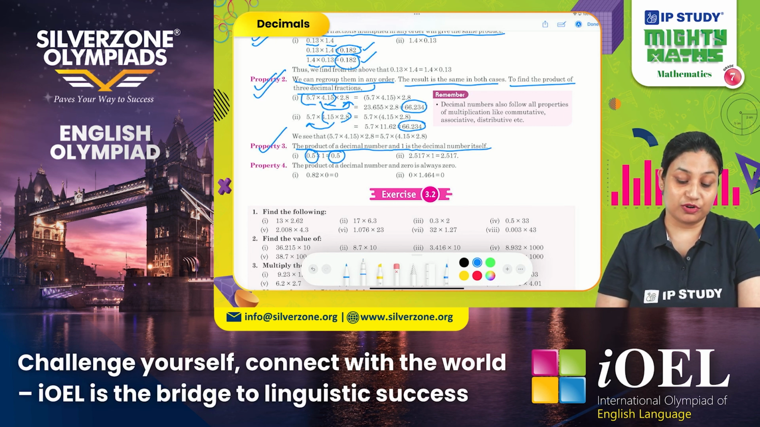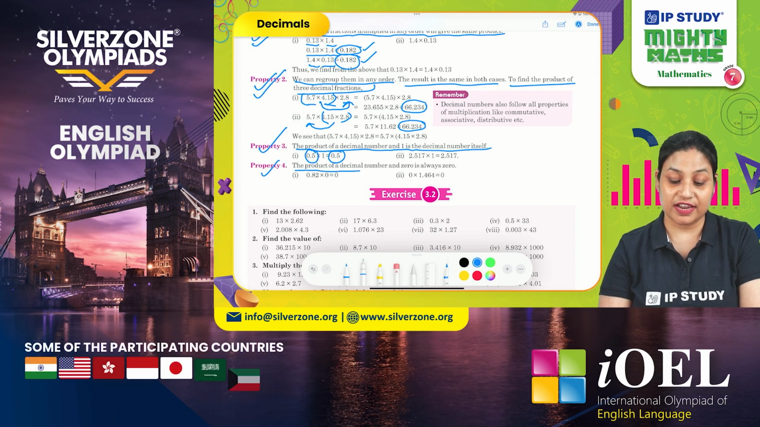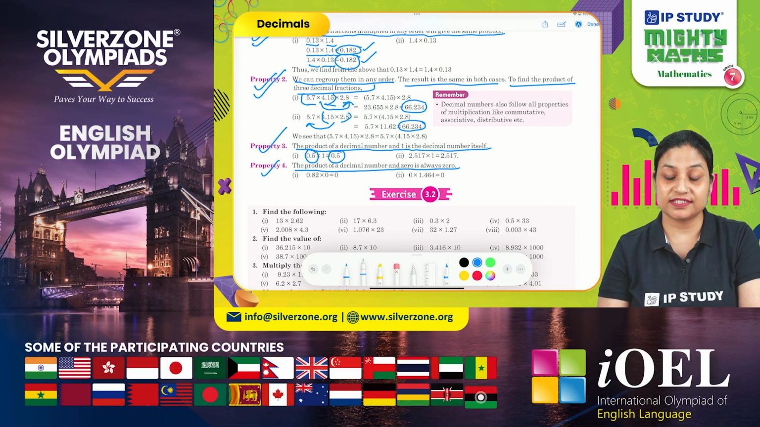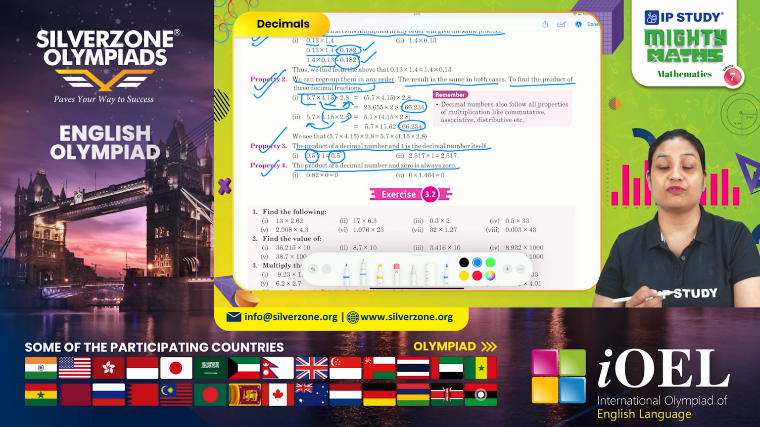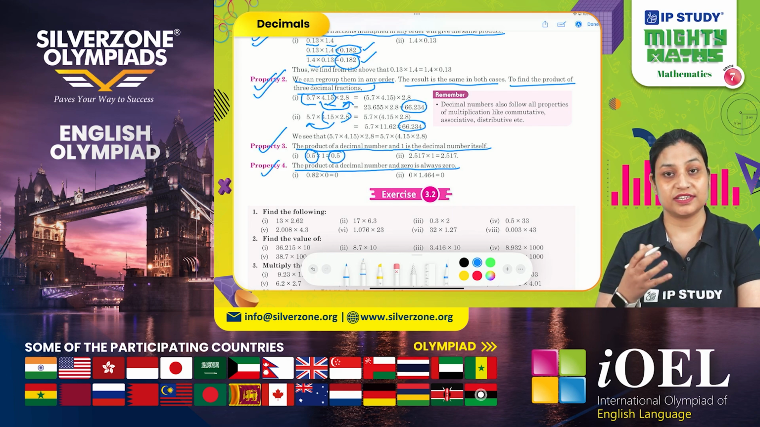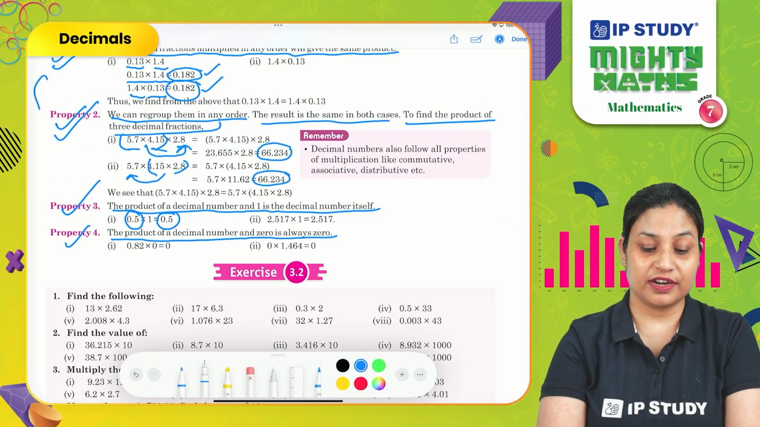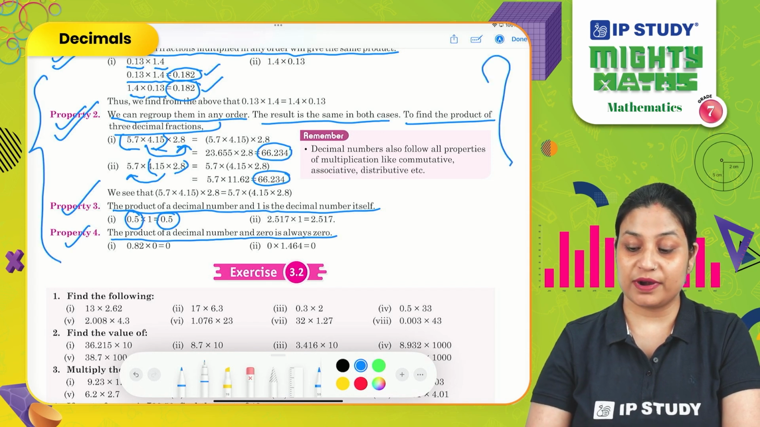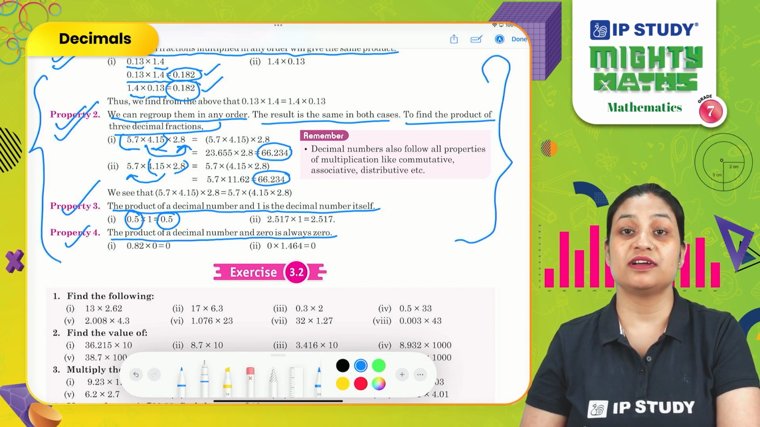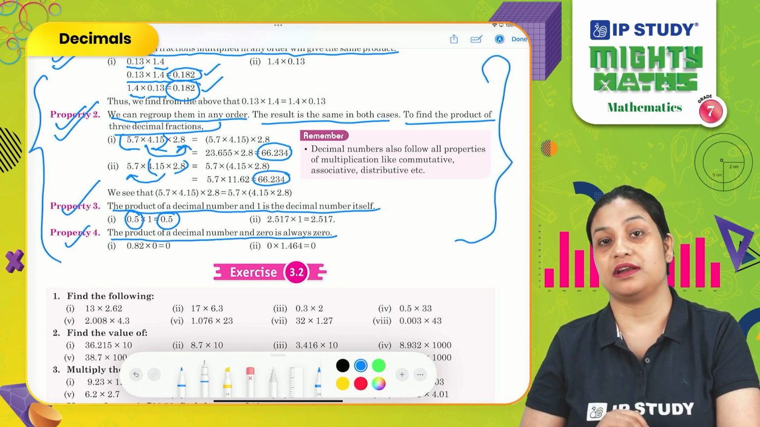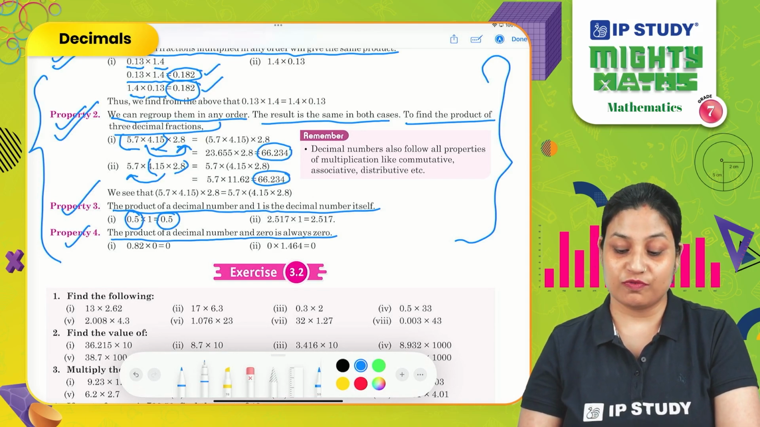Now, let's move on to the next property. The next property is that the product of any decimal number and 0 is always 0. Simple property. If you multiply any decimal number with 0, what will you get? You will get 0 as a result. So dear student, I hope you have understood the properties of multiplication of decimal numbers. Now, let's move on to the next topic.